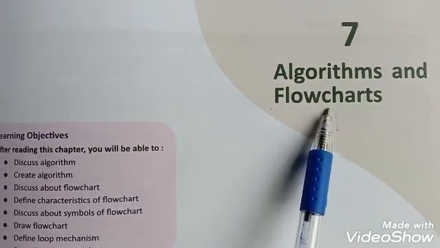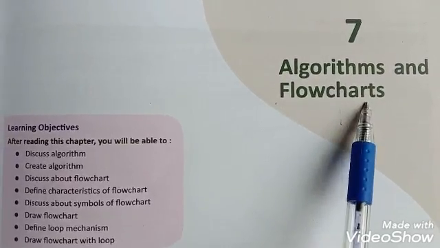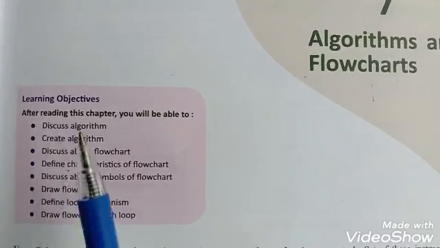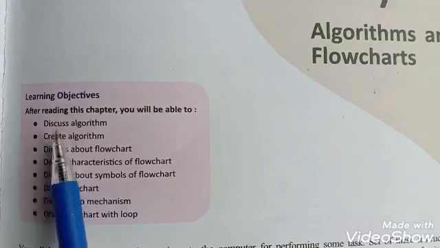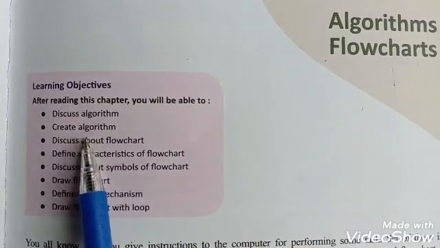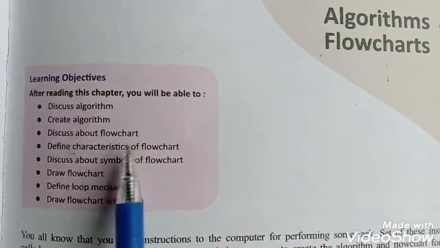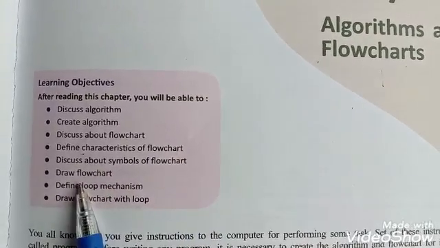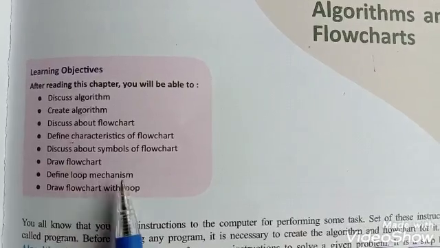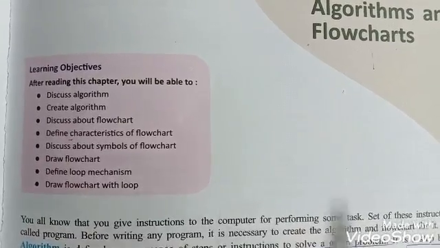Grade 6, now we are going to start chapter number 7, algorithms and flowcharts. After reading this chapter, students will be able to discuss different points related to algorithm and flowchart. First point is discuss algorithm, create algorithm, discuss about flowchart, define characteristics of flowchart, discuss about symbols of flowchart, draw flowchart, define loop mechanism, draw flowchart with loop.